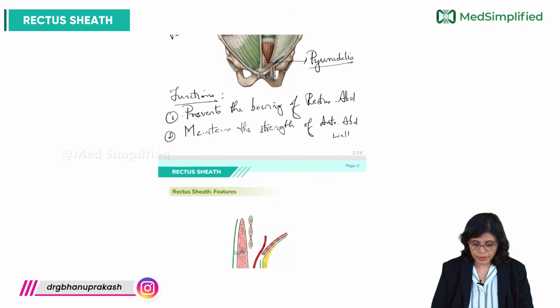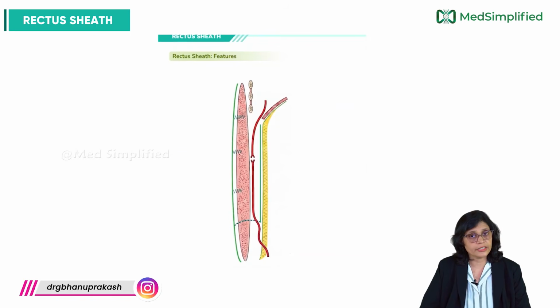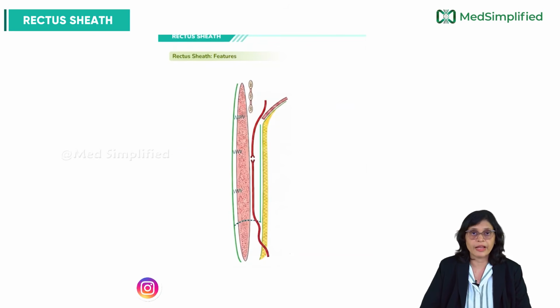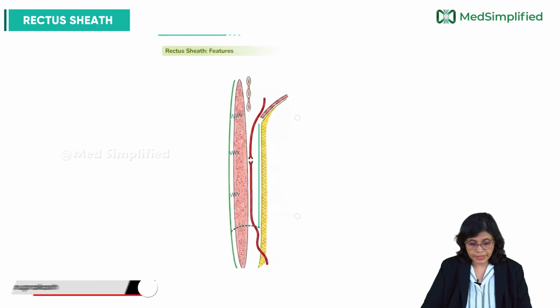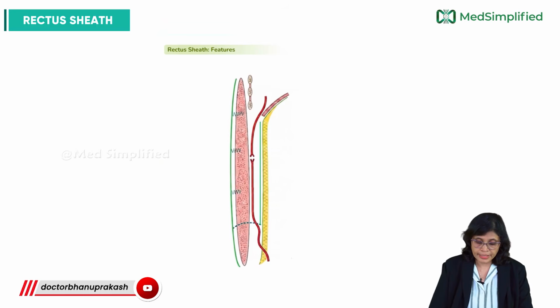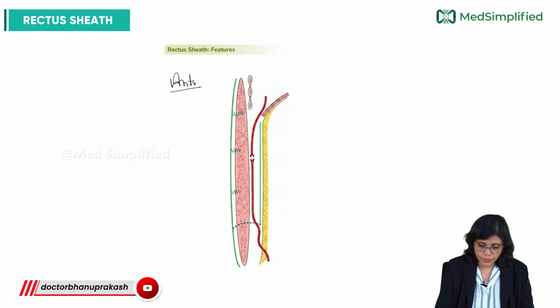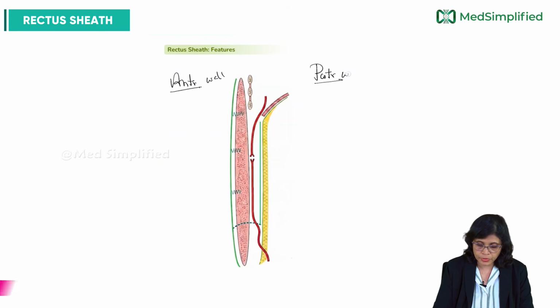Next, how is this rectus sheath formed? It is basically formed by the aponeurosis of the three flat muscles: the external oblique, the internal oblique, and the transverse abdominis. These are the three flat muscles of the anterior abdominal wall. The rectus sheath has two walls, the anterior wall and the posterior wall.